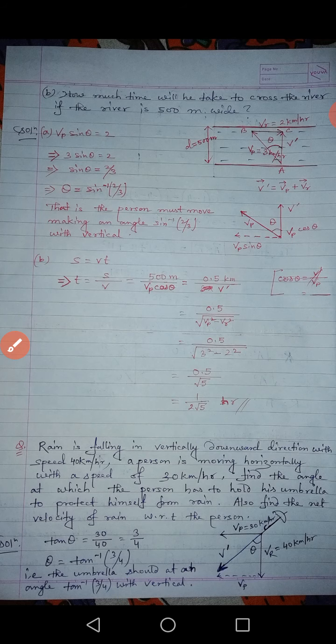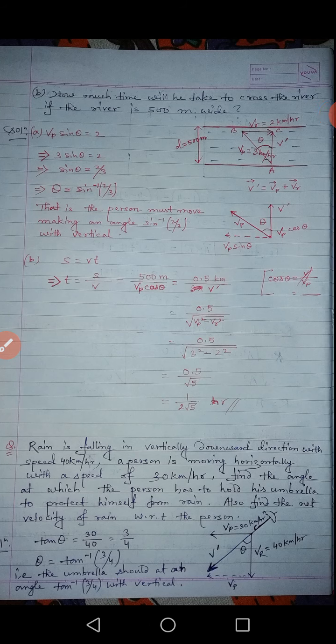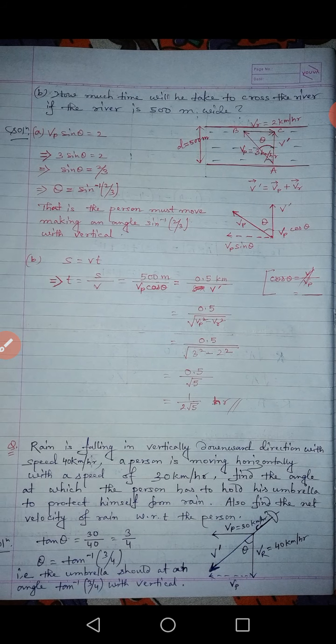Okay, here it is given that rain is falling in vertically downward direction with a speed of 40 km per hour. Fine. A person is moving horizontally with a speed of 30 km per hour. Very good. Find the angle at which the person has to hold his umbrella to protect himself from rain.